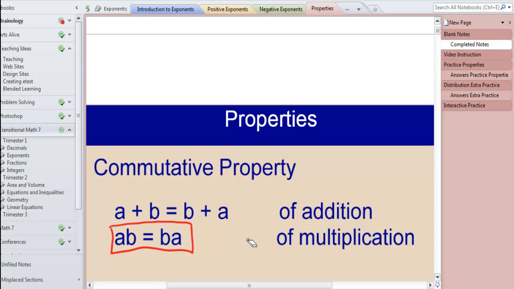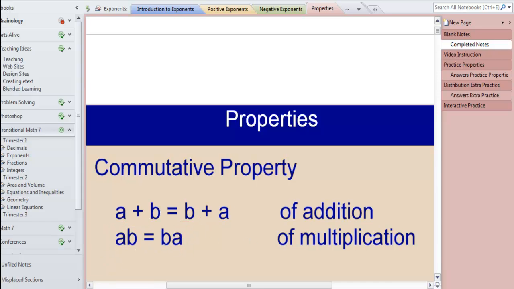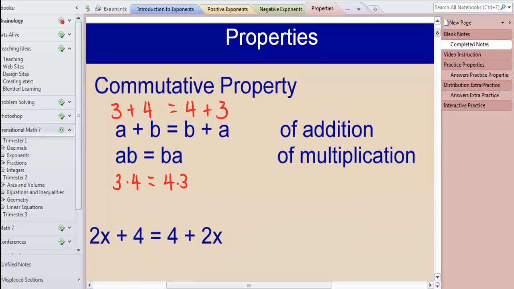So if you think of a really basic example, we know that 3 plus 4 is going to give us the same thing as 4 plus 3. Or 3 times 4 is going to give us the same thing as 4 times 3. So let's look at some other examples.